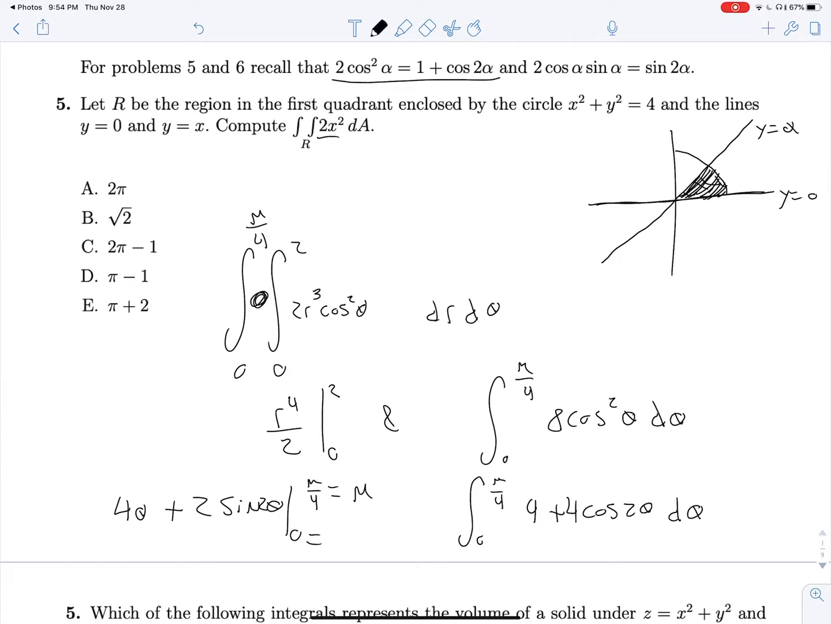This will be pi plus 2 sine of pi over 2. Well, that's just going to be plus 2. And down here, we will get 0 plus the sine of 0, which is 0. And so pi plus 2 is our answer.